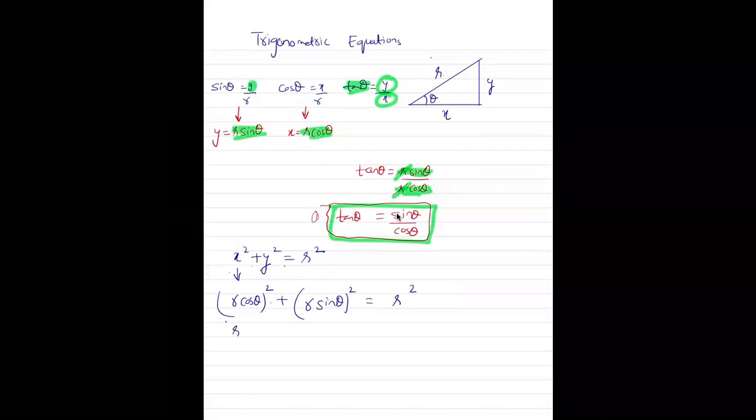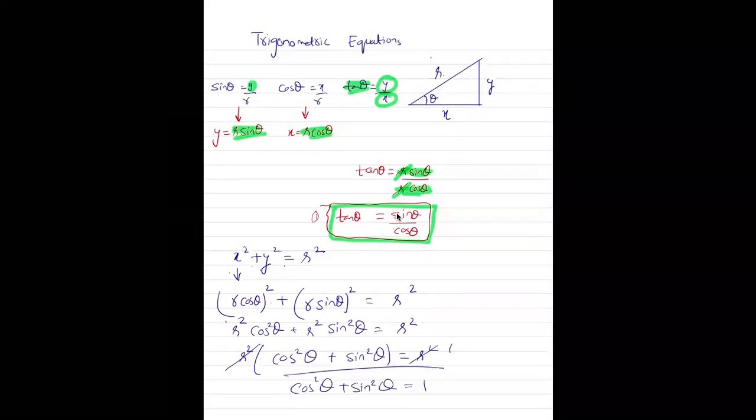If I simplify the left hand side, I'm going to get r square cos square theta plus r square sin square theta equals r square. If I take r square common, that is going to give me cos square theta plus sin square theta equals r square. R square times 1 is r square. So now you're left with cos square theta plus sin square theta equals 1. That's the identity you need to remember.